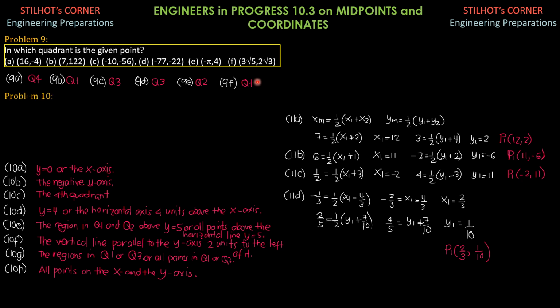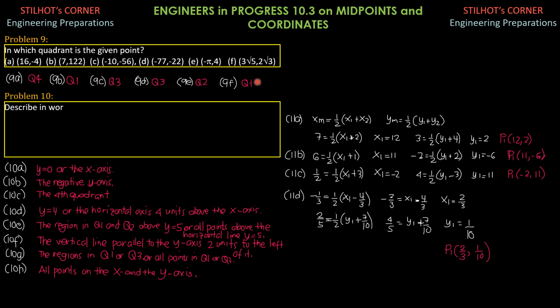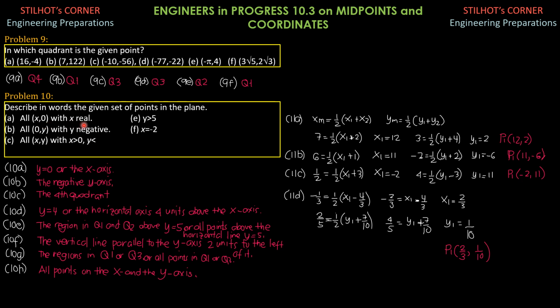So let's proceed to problem 10. Describe in words the given set of points in the plane. All x comma 0 with x real. So meaning to say y is 0. Since y is 0, the equation is, we describe this point set as y equals 0. This is actually the x-axis.